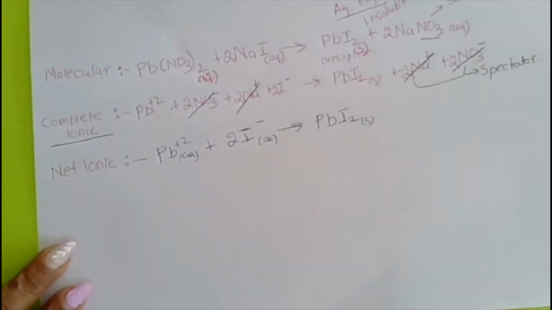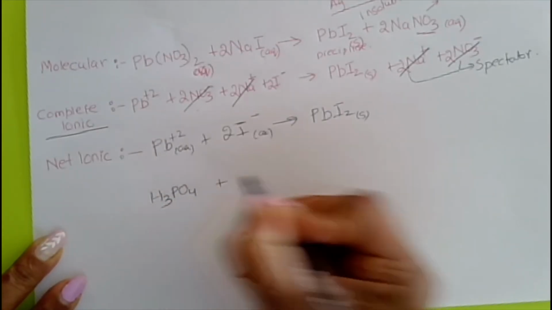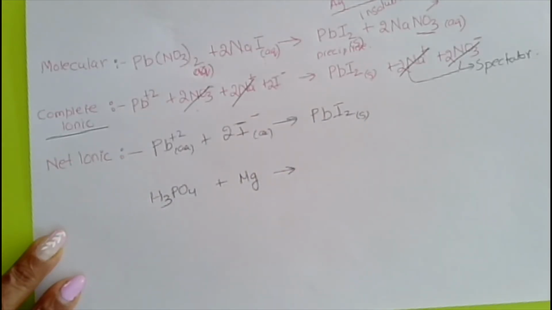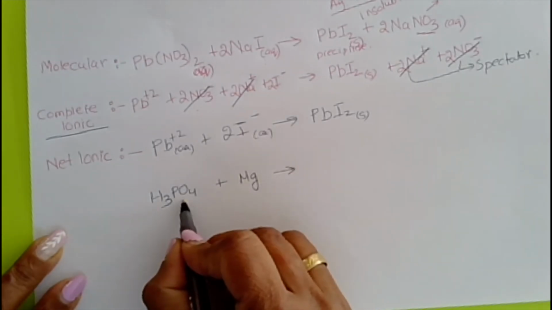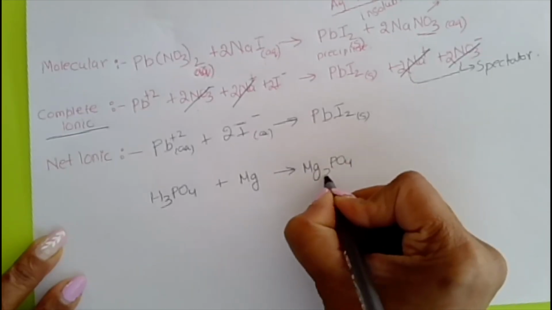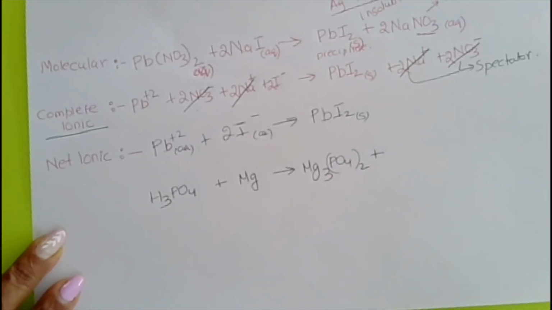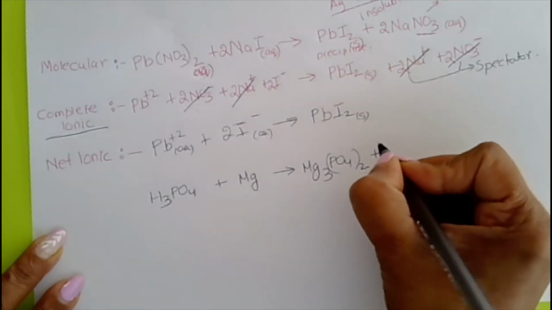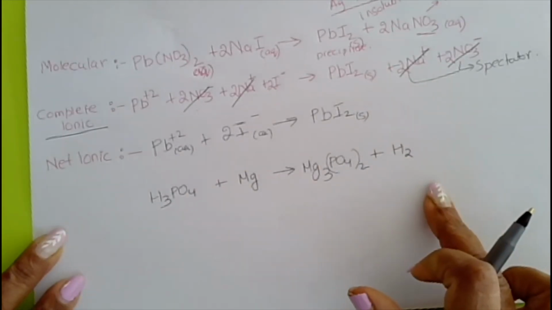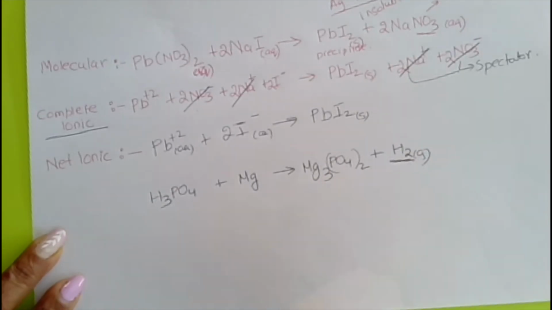One more example, let's say I gave you H3PO4 reacts with magnesium. What type of reaction is this? Single replacement reaction, right? So my product over here is going to be Mg3(PO4)2. This is 3, this is 2. And what is a gas that is always produced when a metal reacts with an acid? Hydrogen gas. Agree? We call this a gas forming reaction and also a single replacement reaction. This is your gas forming reaction because this is a gas.